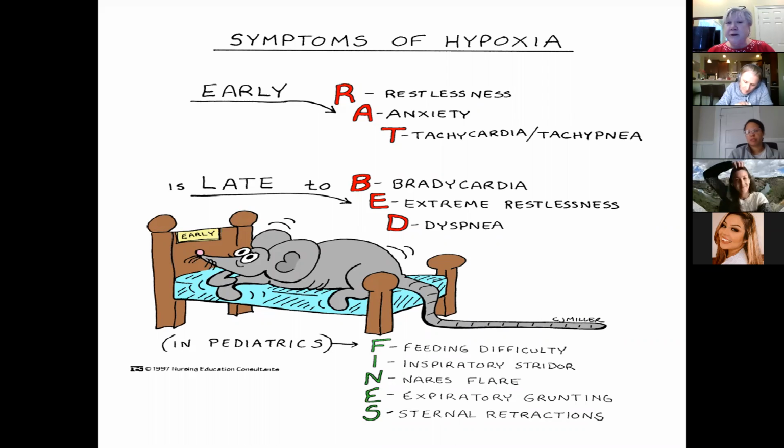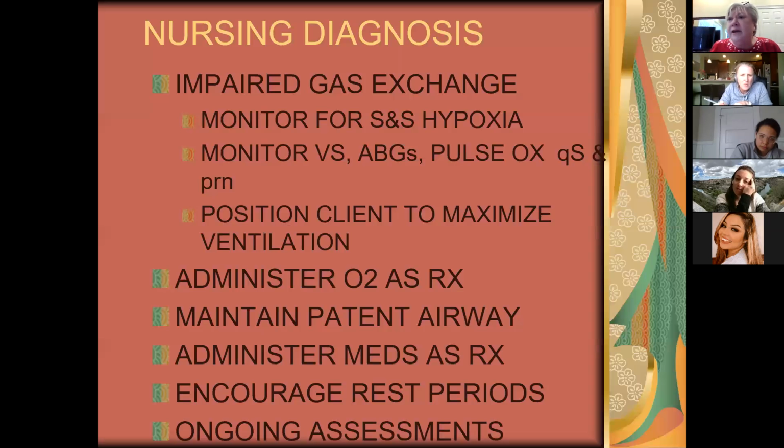We send them to bed. Bradycardia, extreme restlessness, and dyspnea, but those are late signs. I want it during restlessness, anxiety, tachycardia, and tachypnea. Follow their pulse ox, follow their ABGs, position them for the best breathing. What is that? Almost always it is sit them up. Sit them up.